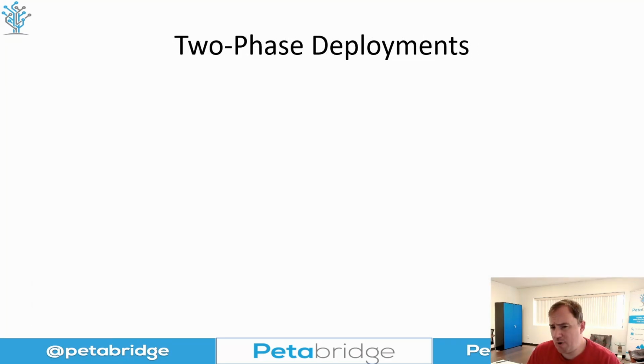Now, the process by which we want to introduce this tolerant reader and the changes to our wire format is through what's called a two-phase deployment.